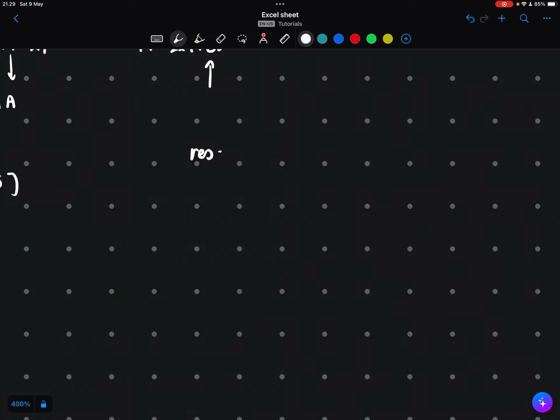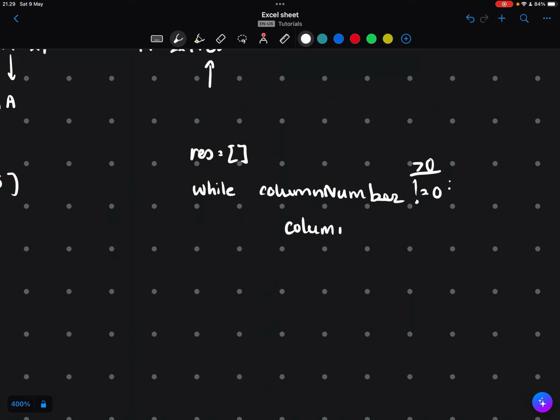So res equals some empty list. I'll get back to every detail of the code in a bit, but first I'll write out the answer. You can loop till 0, or you can loop while greater than 0. Either one's fine. Column number minus equals 1, by the way. This is the trick, because we're looking at it from 1 to 26. We will offset it to 0 to 25. I'll show you what I mean. Just wait.